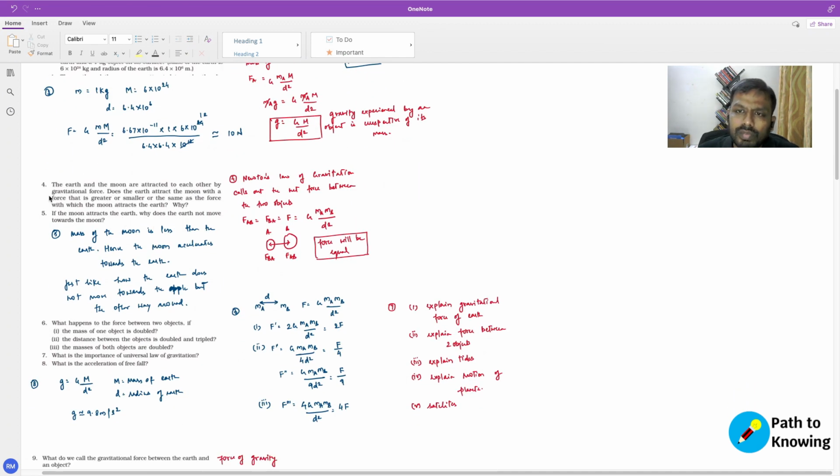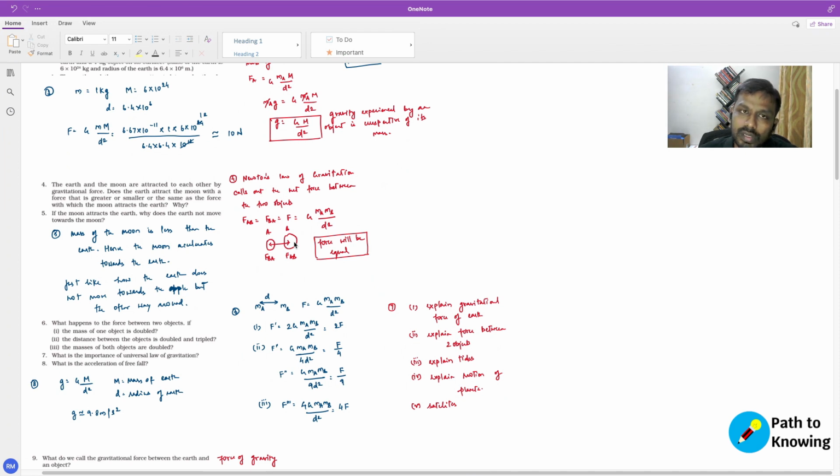Question number 4. The Earth and the Moon are attracted to each other by the gravitation force. Does the Earth attract the Moon with a force that is greater, smaller, or the same as the force with which the Moon attracts the Earth? Why? Newton's law of gravitation calls out the net force between two objects A and B. It is the force with which A attracts B, and it is also the force with which B attracts A. Both are the same, right?